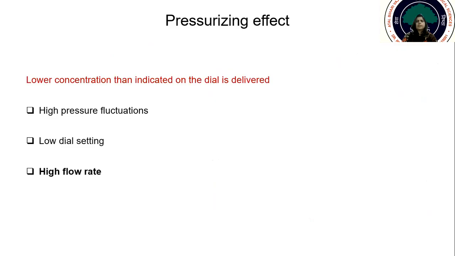Now, what is pressurizing effect? It occurs when there are high flow rates, low dial setting, and higher pressure fluctuation. A lower concentration than indicated on the dial is delivered. What was happening in pumping effect? A higher concentration was delivered. However, in pressurizing effect, a lower concentration will be delivered, and it happens at high flow rate.